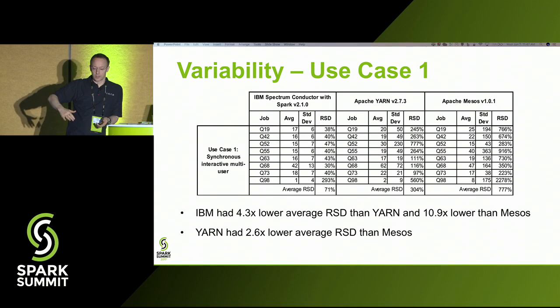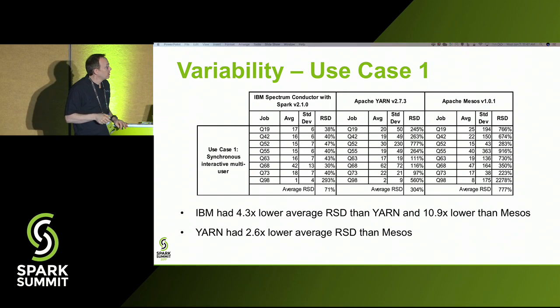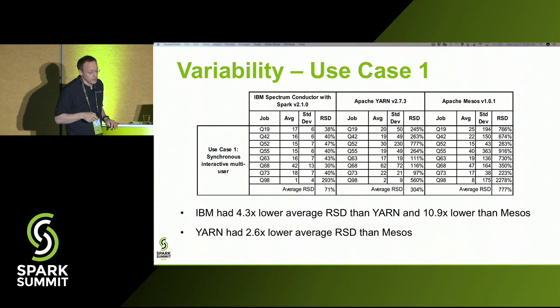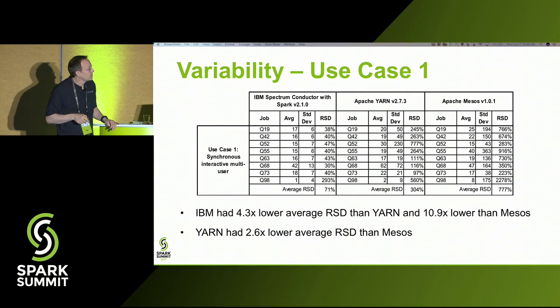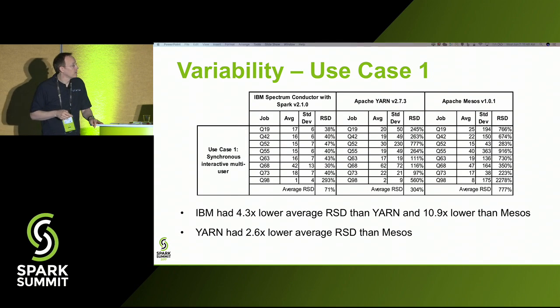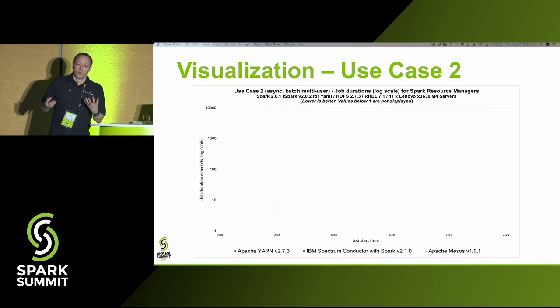We took just the simple average of those for each platform, and you see that the Conductor was around 71%, and Yarn was around 304, and Mesos was 777. So significantly better, lower deviation with Conductor than Yarn and Mesos, and lower with Yarn than with Mesos. Okay? All right, so what about batch jobs?